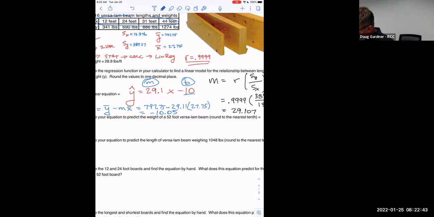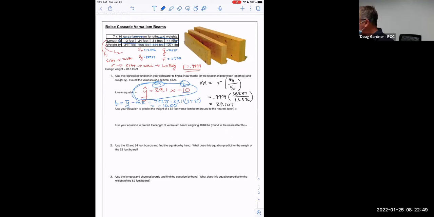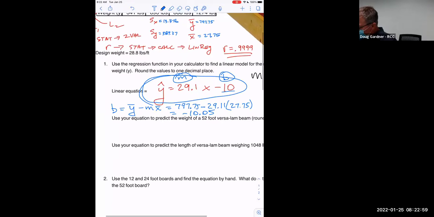So big takeaway here, I got this awesome regression equation. And so y hat is that regression equation. However you get it, ideally cheating. Yeah, so that is the linear equation. That's the line that goes through these points.